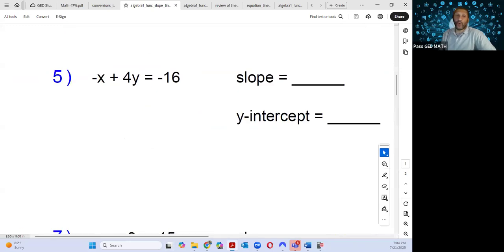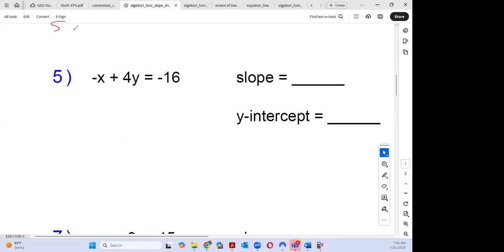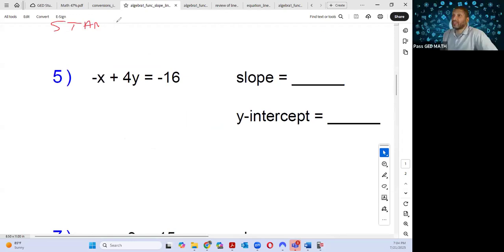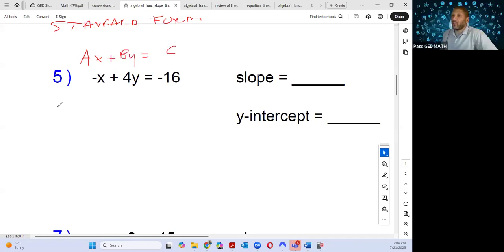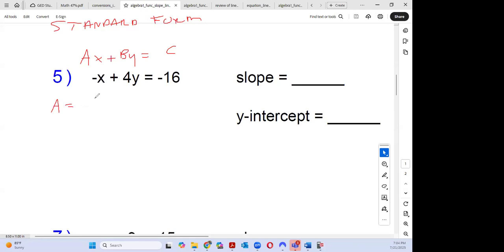Is this standard form or slope-intercept form? Standard form. What is standard form? AX plus BY equals C. There you go. A is what? Negative 1.